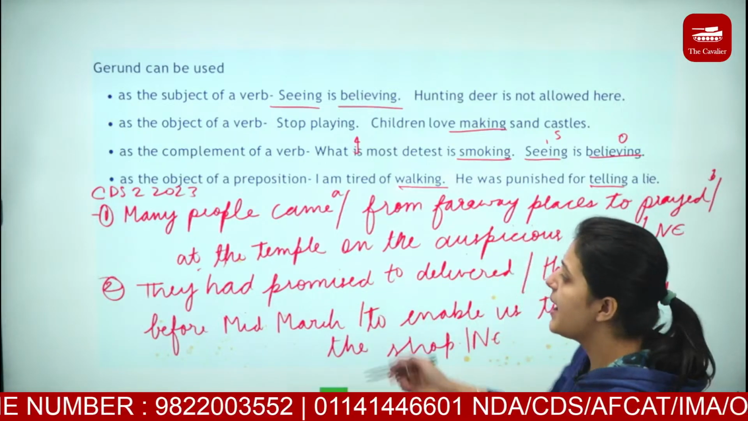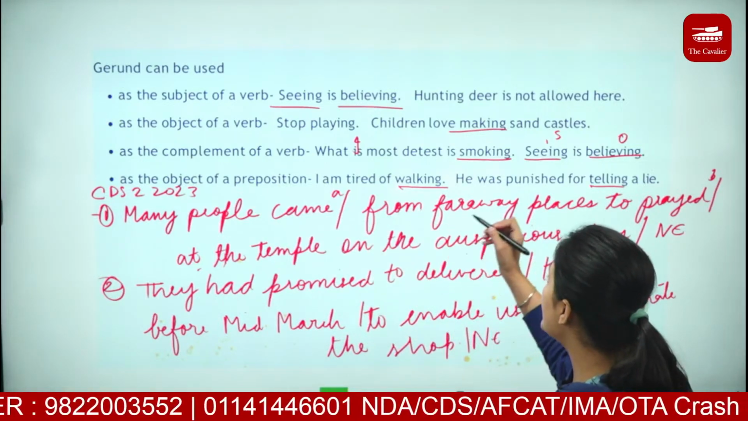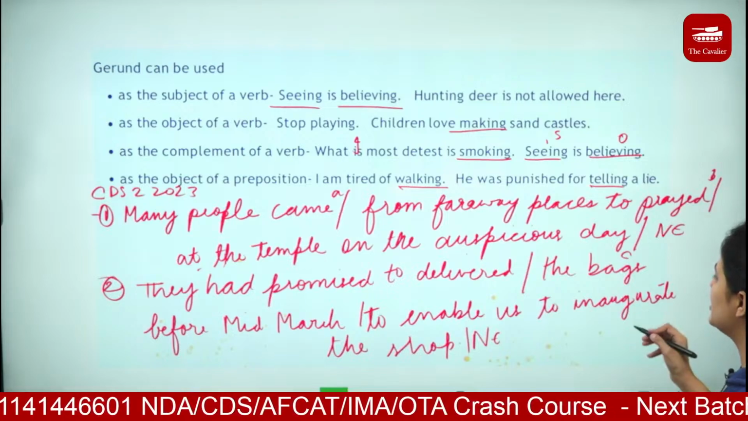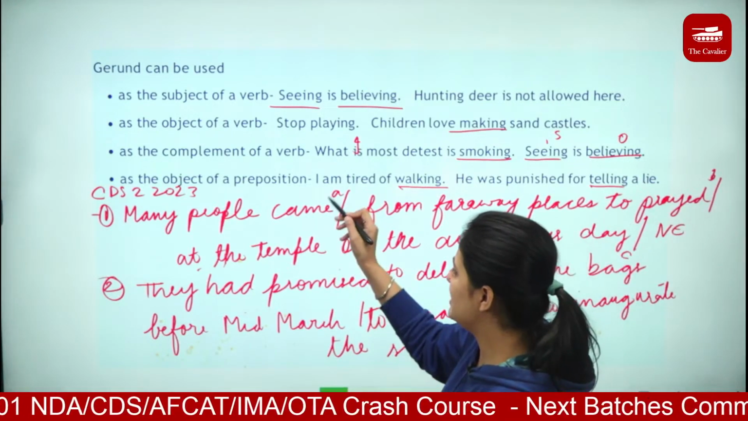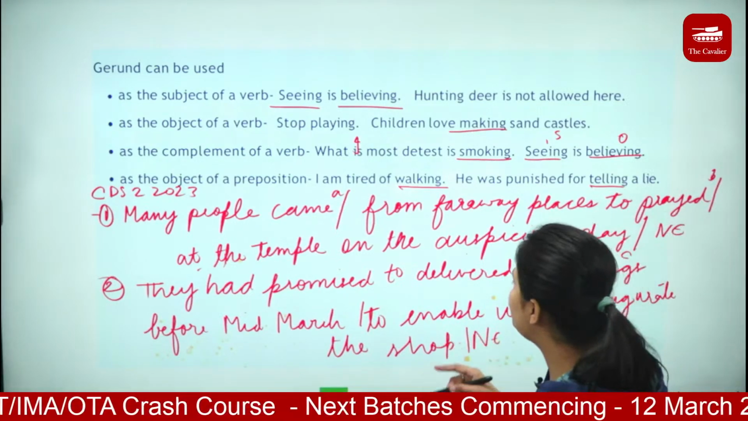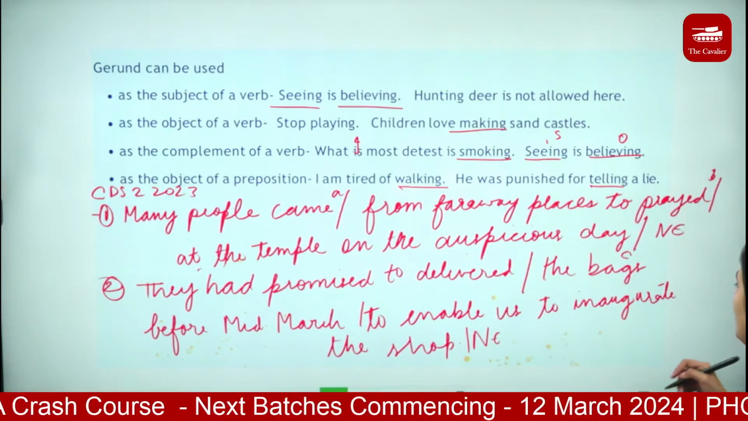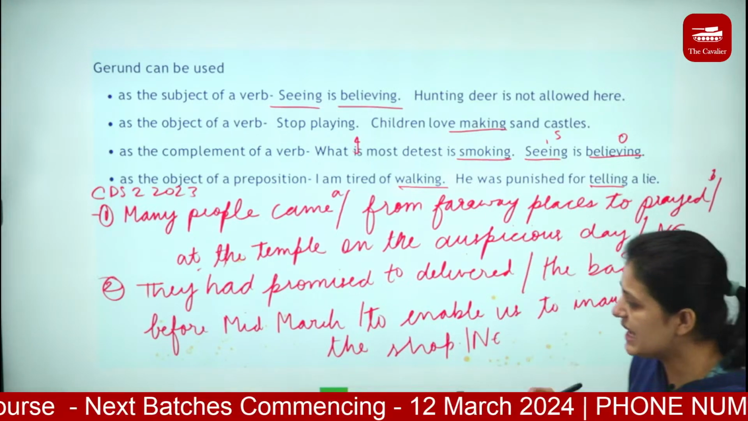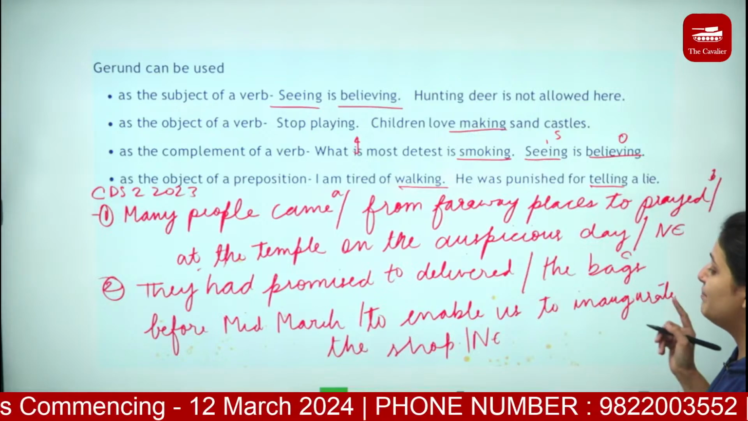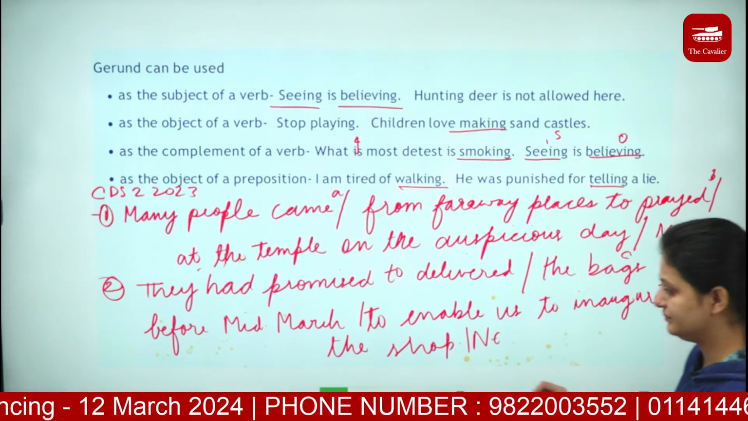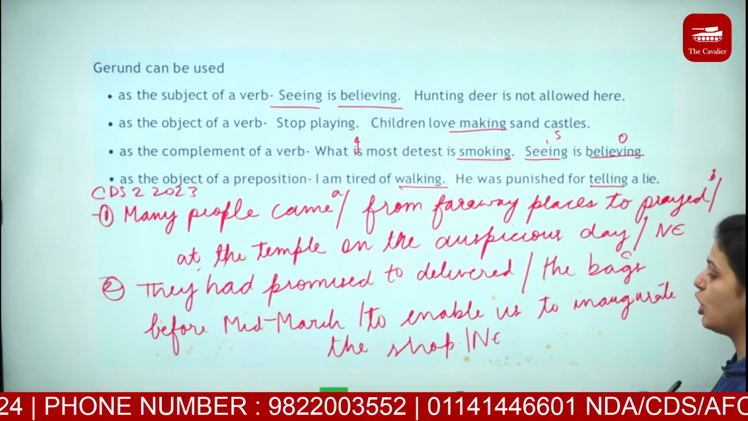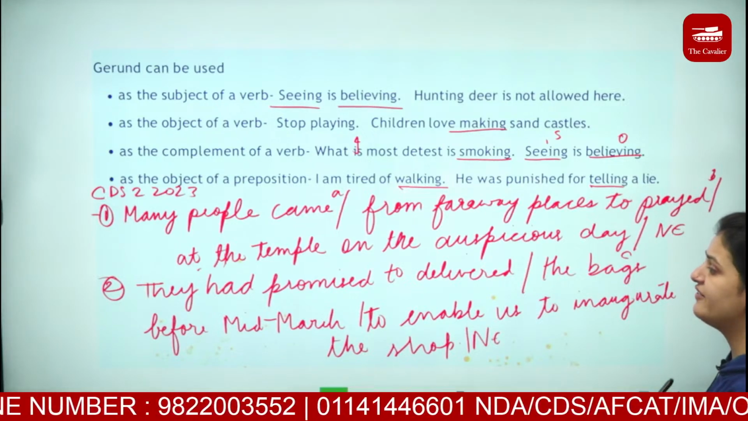So the first is, many people came from far away places to pray at the temple on the auspicious day. So many people came is option A, from far away places to pray is option B, at the temple on the auspicious day is option C, and option D is no error. The second is they had promised to deliver. This is option A. The bags before mid-March is option B. To enable us to inaugurate the shop is option C, and then you have no error.